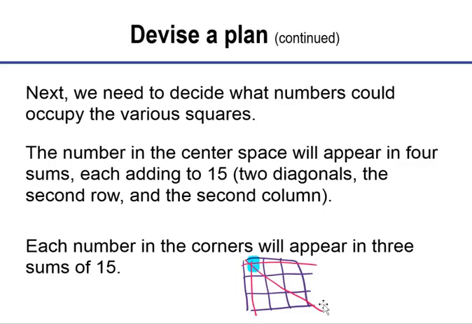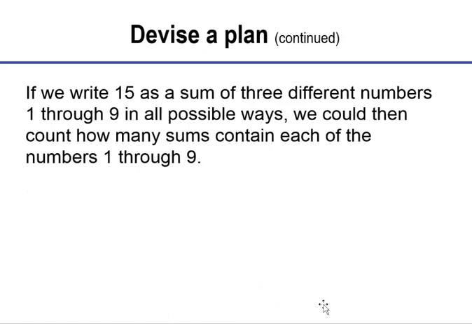All right, so let's keep going with this. We're feeling it. We're developing a plan. If we write 15 as a sum of 3 different numbers, 1 through 9, in every possible way, remember I mentioned that earlier, we could then count how many sums contain each of the numbers 1 through 9.